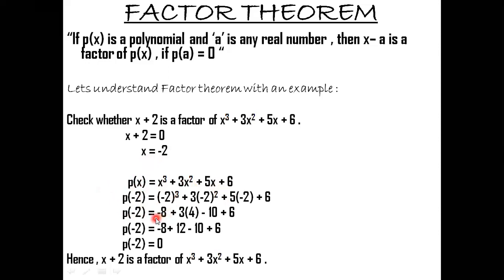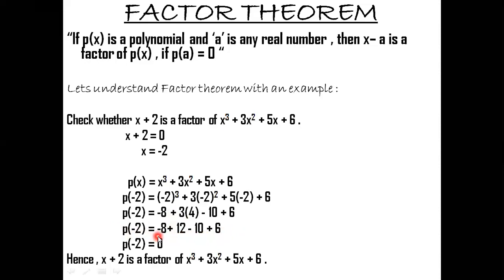You get the answer as minus 8, plus this 3 as it is. Minus 2 squared, minus 2 into minus 2 is plus 4. So I've written 4. Then we have plus 5 into minus 2. So plus 5 into minus 2 happens to be minus 10. And then plus 6 as it is. So when I solve it further, I get p of minus 2 is equal to minus 8 written as it is, plus 3 4s are 12, minus 10 plus 6 as it was in the previous step.